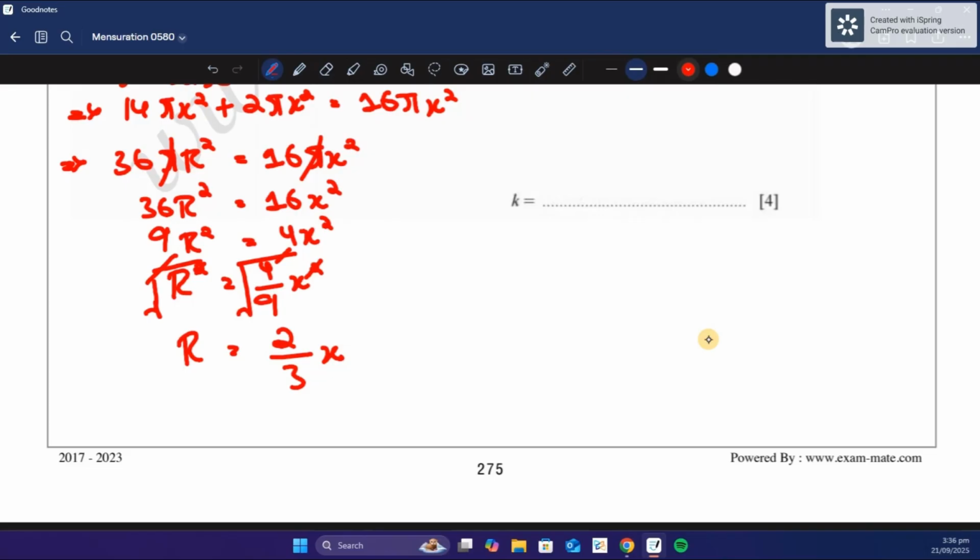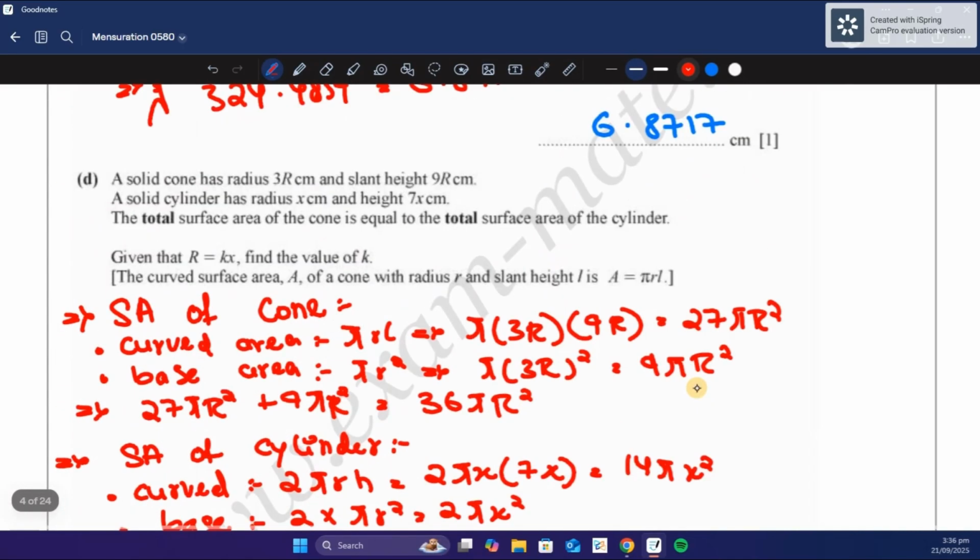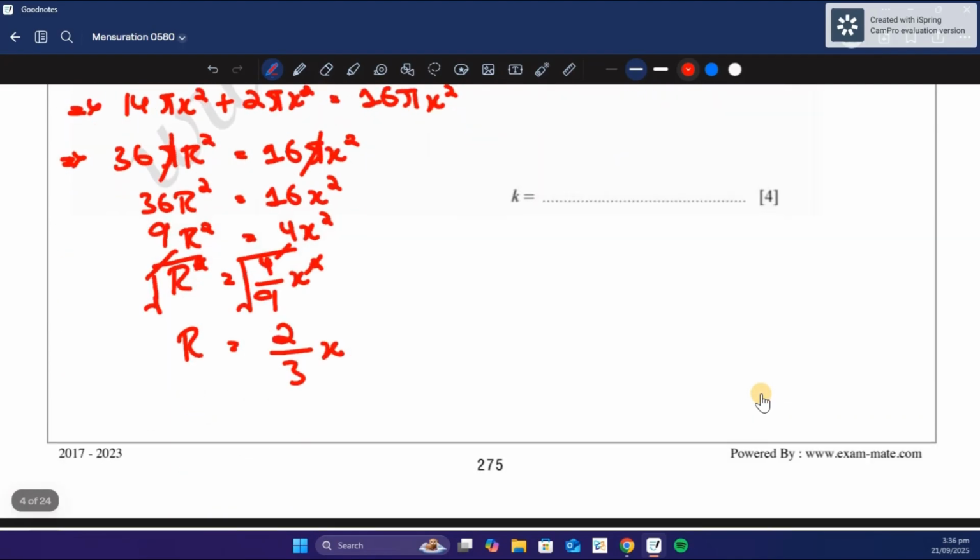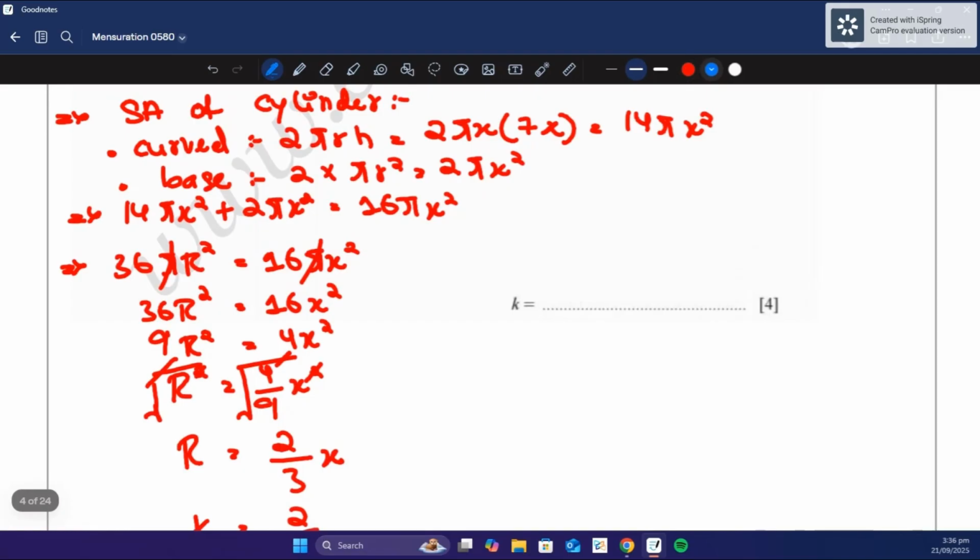Alright, so this would be our answer. r is equal to 2 over 3 x. Now we have this in the form of r equals kx. So what would be the value of k? By simply comparing, the value of k would equal 2 over 3. Alright, and that is our final answer, 2 over 3.